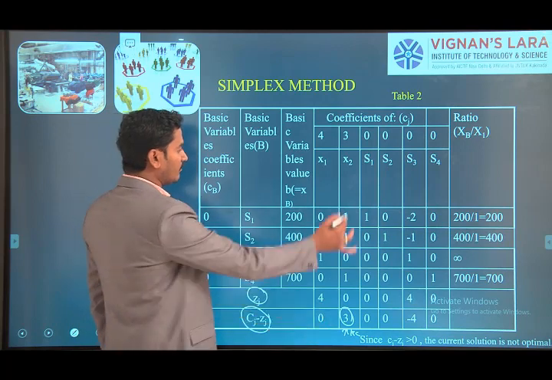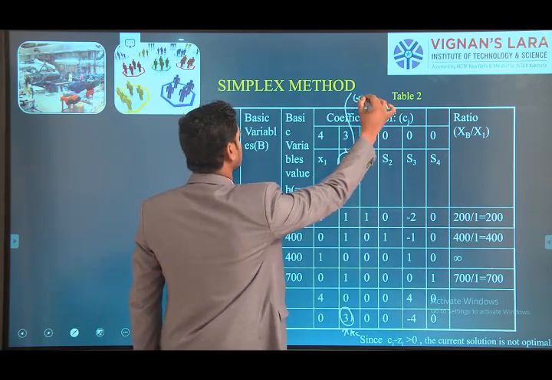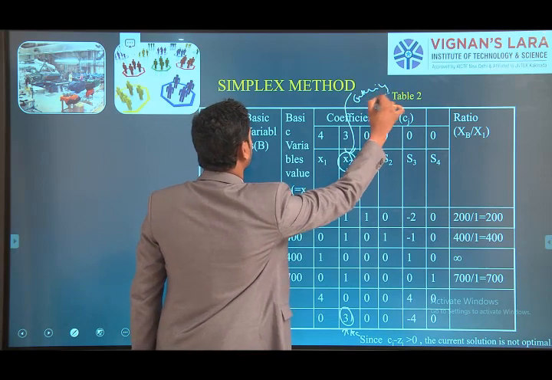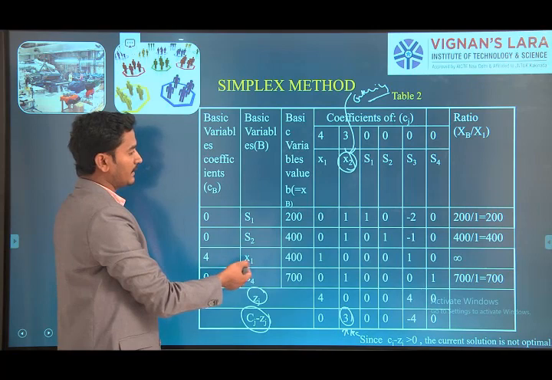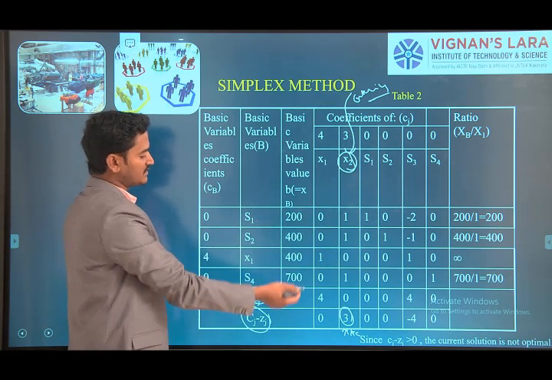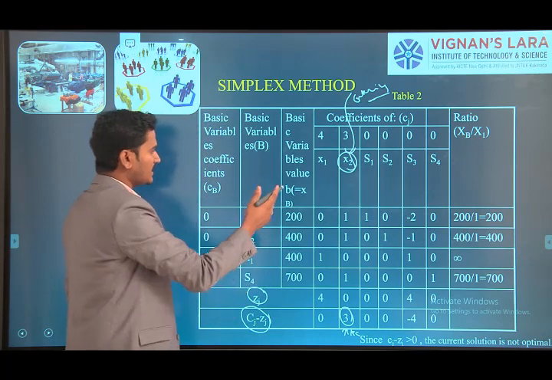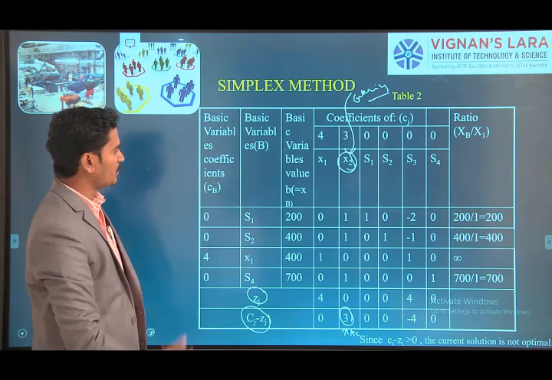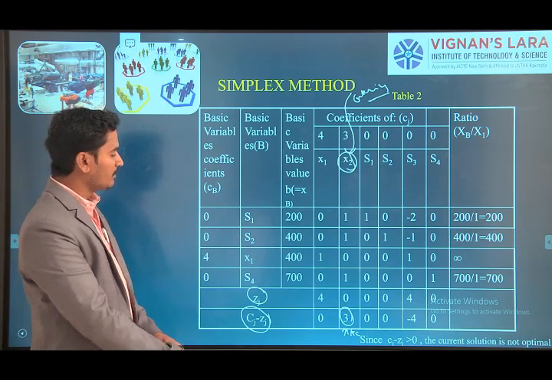In this key column, one variable is there. That variable is called the entering variable. In the previous table, x1 entered, and S3 was replaced by x1. Coming to this table, the entering variable is x2. Which one is replaced by x2? We don't know. How do we find the replaced variable, or leaving variable?